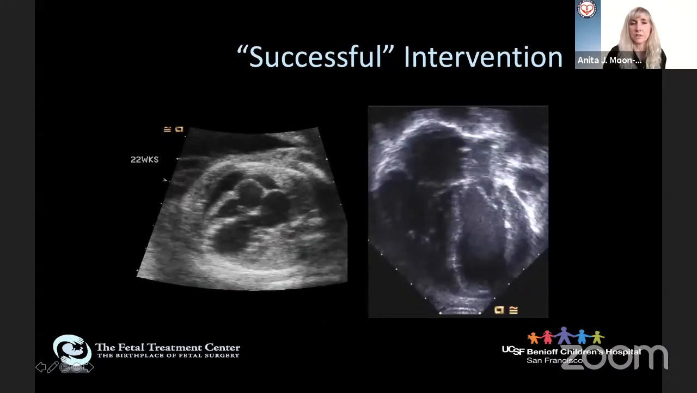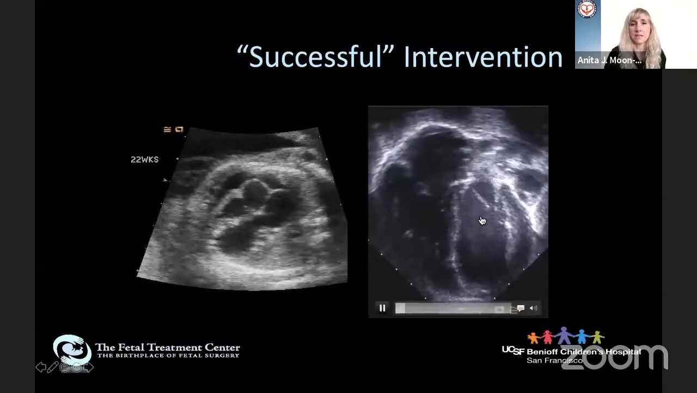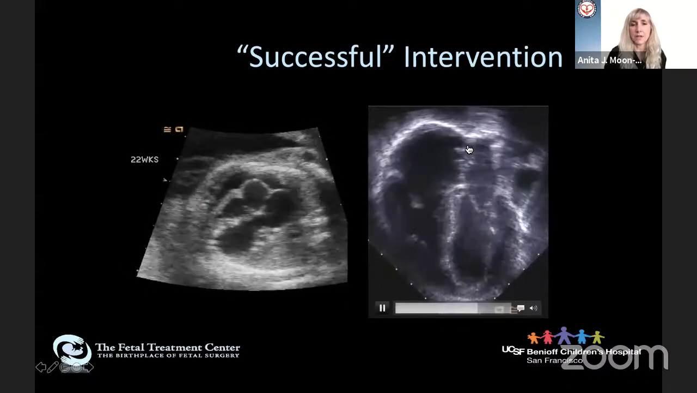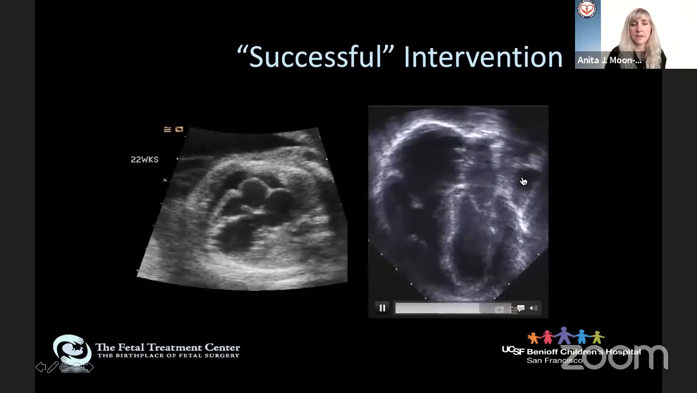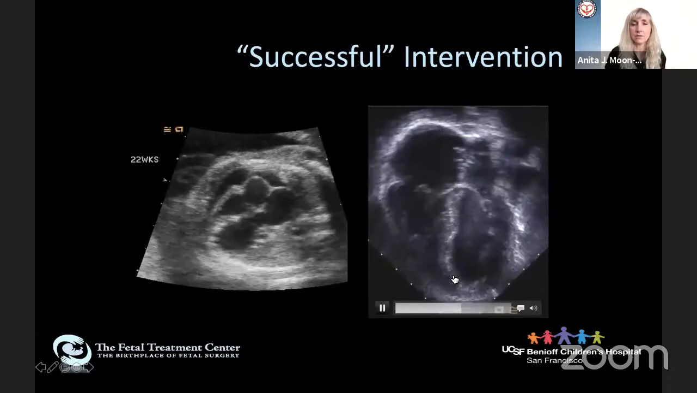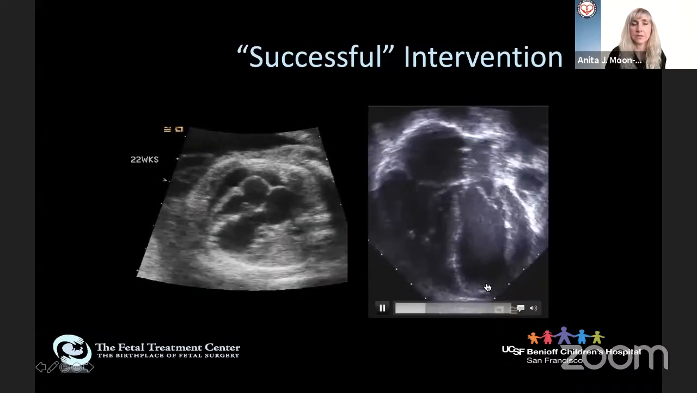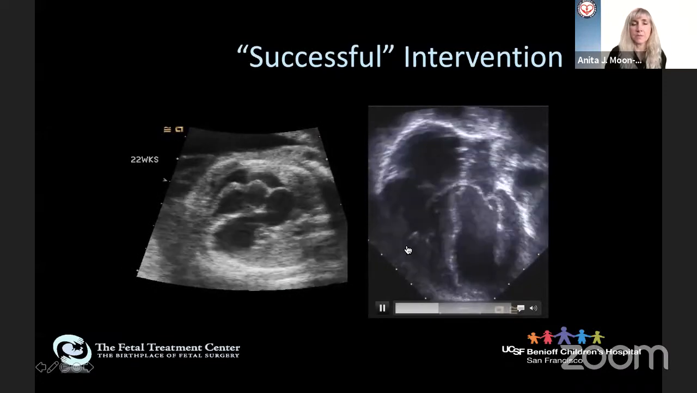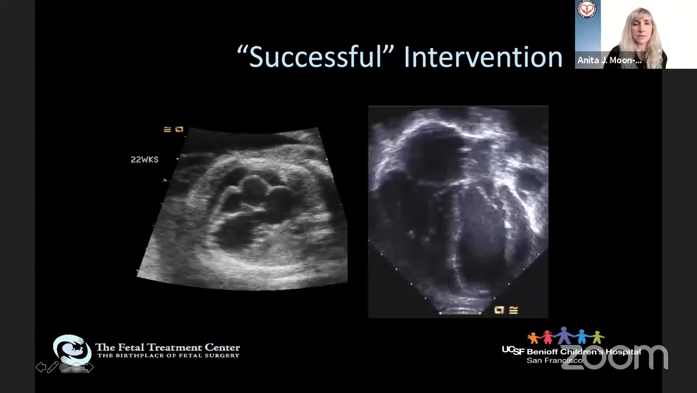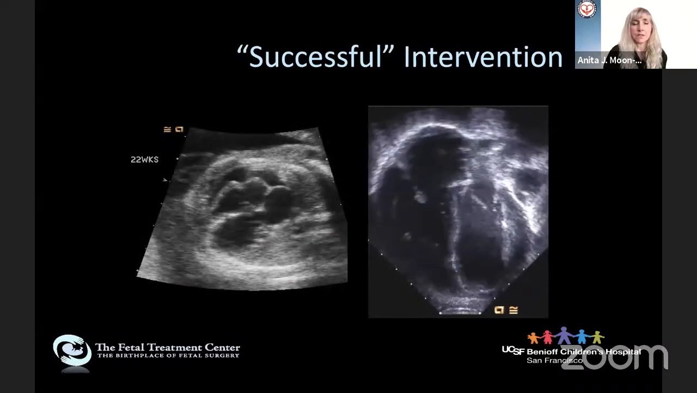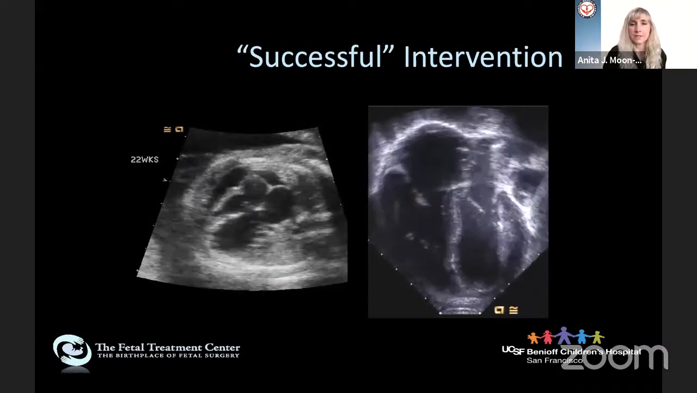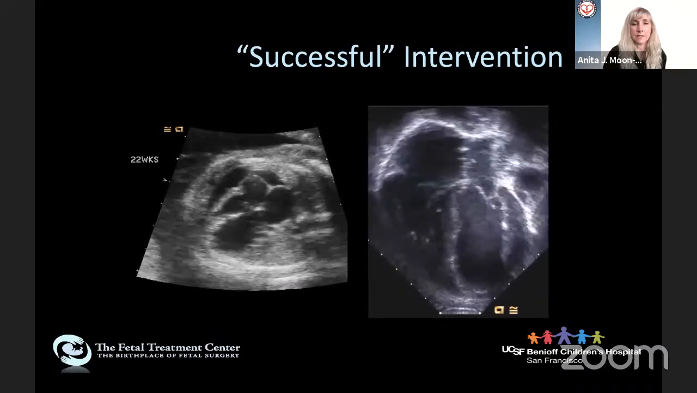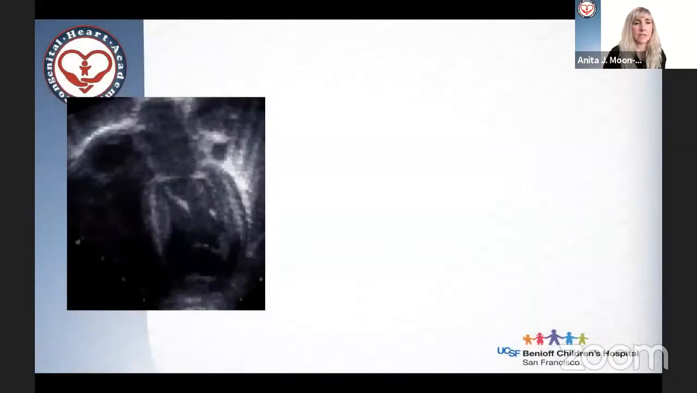The baby did not evolve to HLHS, but I should say that there is evidence here of a prior hybrid procedure followed by a Ross-Konno procedure and stripping of endocardial fibroelastosis. And this patient actually spent the first 9 months in the hospital. And so the quote unquote success is relative in some of these patients.